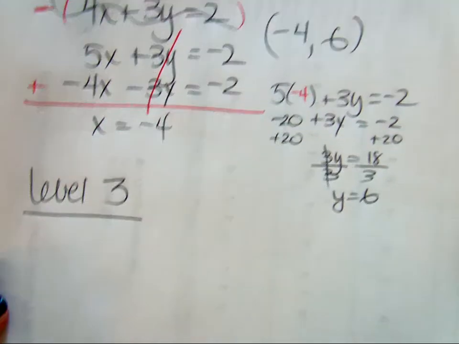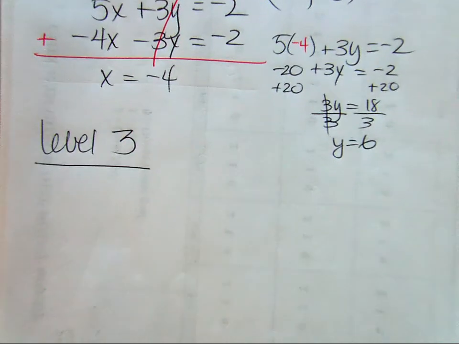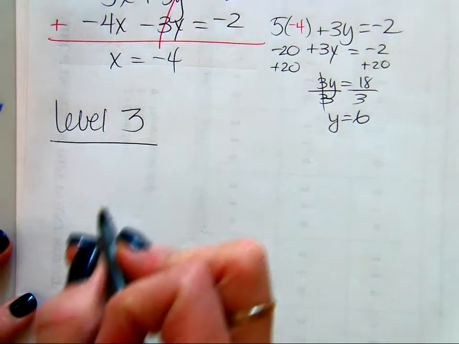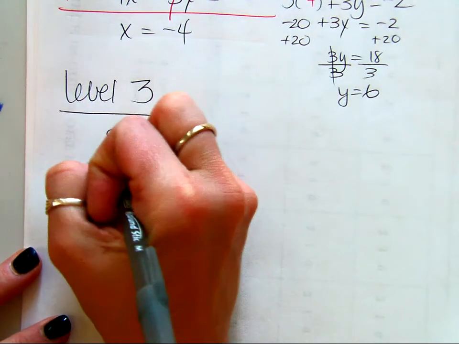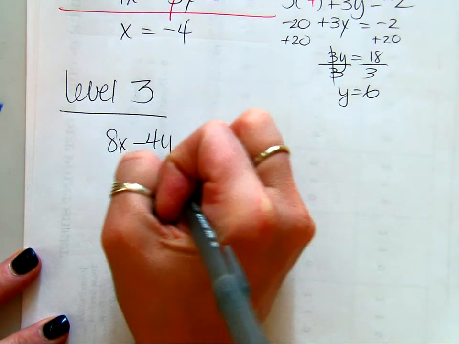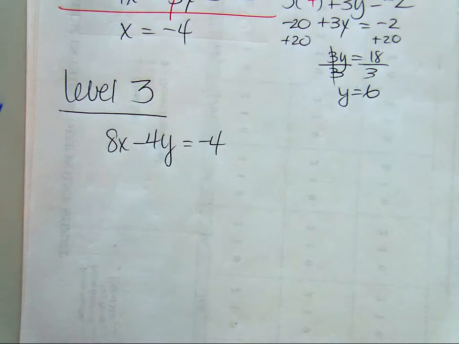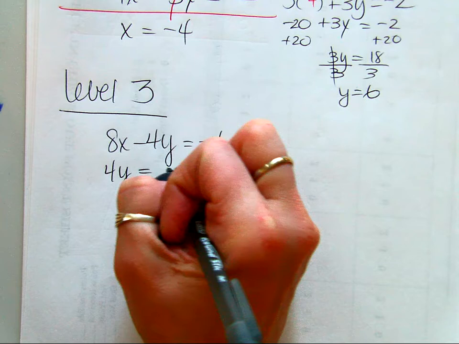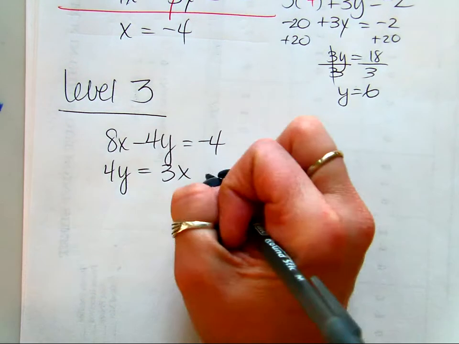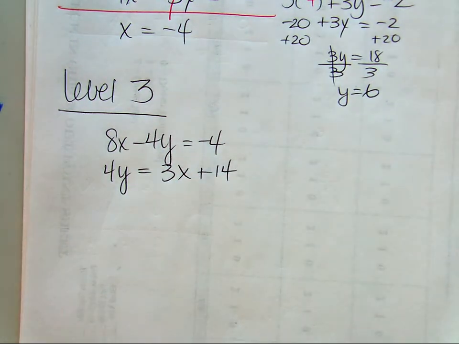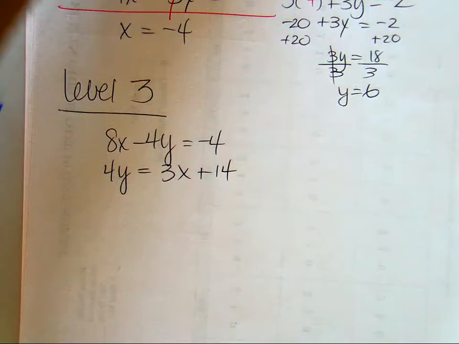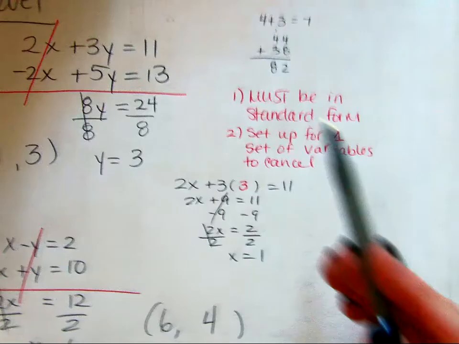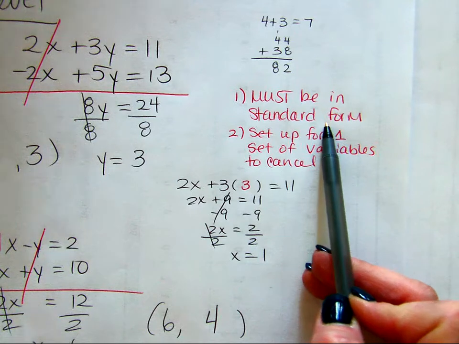A level 3 adds a little bit of difficulty into it, and you're going to notice why immediately as soon as you see it. 8x minus 4y equals negative 4. Everything looks good so far, but here I have 4y equals 3x plus 14. And right away, you should realize it's not ready to go. It's not in standard form. So guess what? You have a little extra legwork to do.